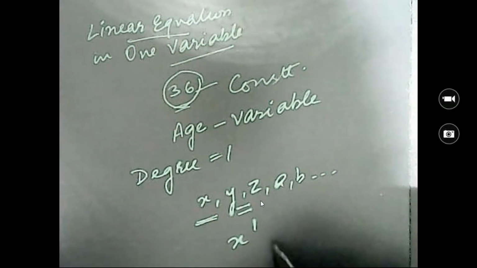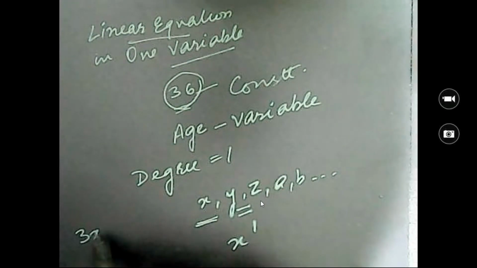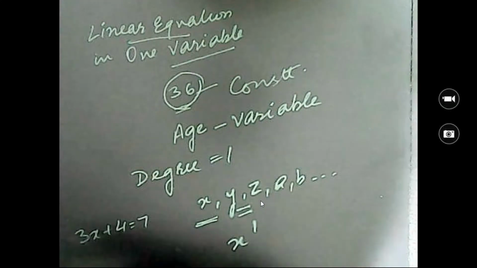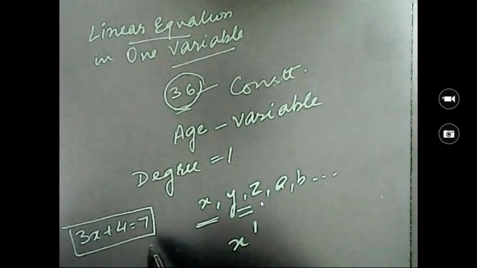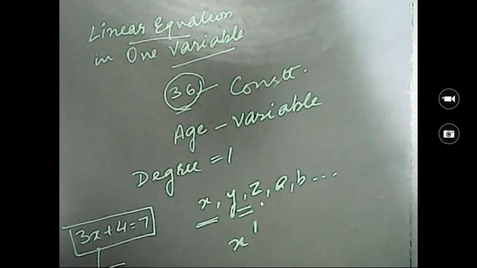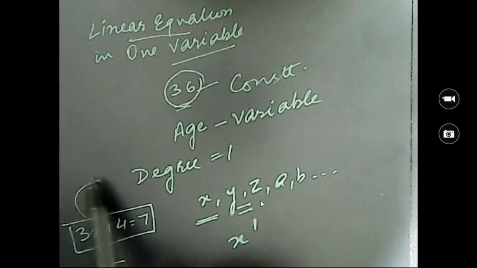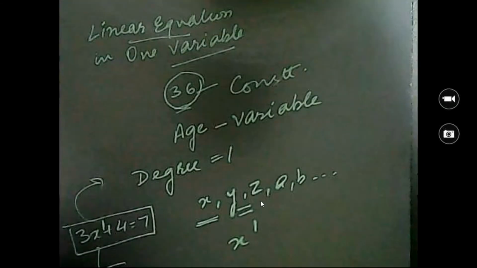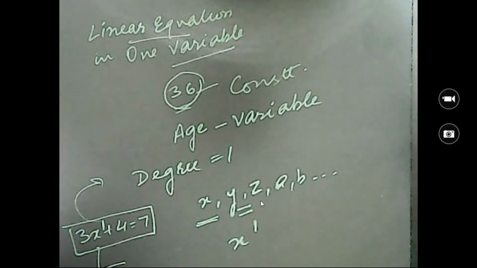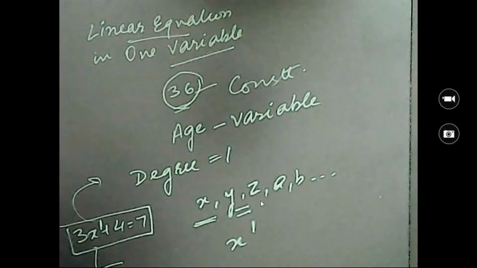If we discuss an example of a linear equation in one variable, we can write 3x plus 4 equal to 7. This is a linear equation. We have only one variable, x, and this x is always raised to the power 1. That means it is a linear equation in one variable. Is that clear so far? Now, before I go ahead and start taking some examples, let me discuss a few rules.